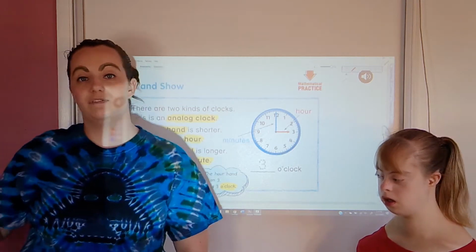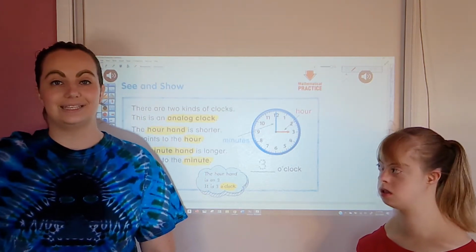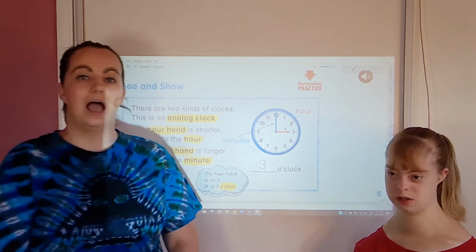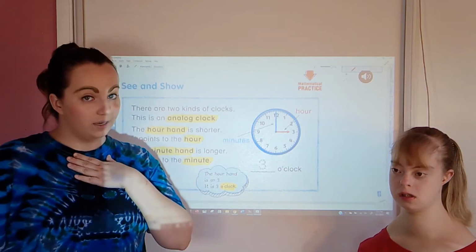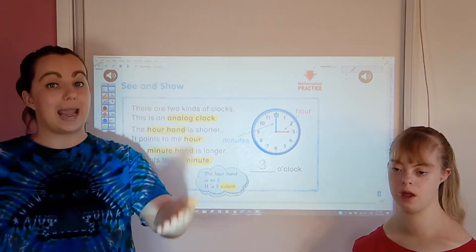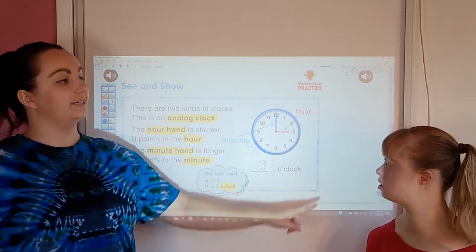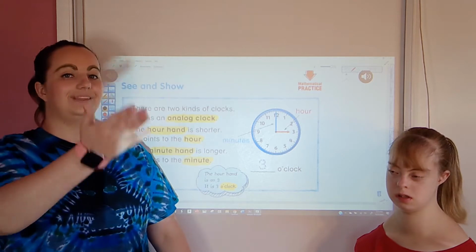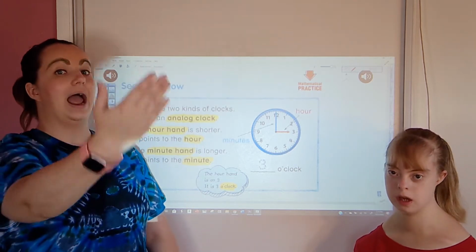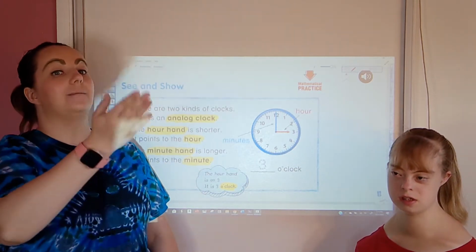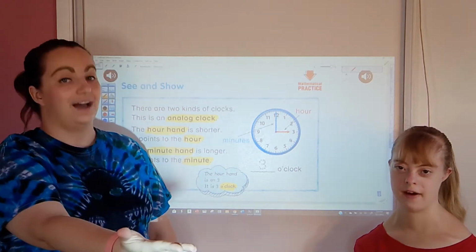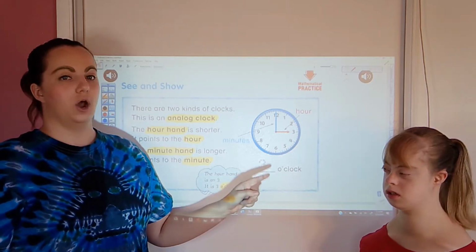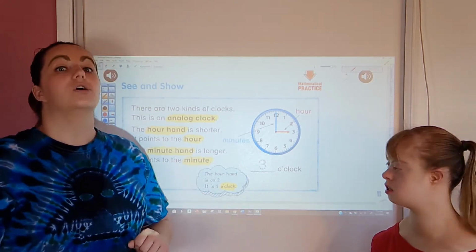Let's make sure we feel comfortable by practicing saying analog clock. I'm going to say analog, then I'm going to ask that you say analog. Those are all the types of clocks we're working on today. Okay? Ready? Analog. Analog. One more time. Analog. Good. When you see a clock like this, you know, that's an analog clock.